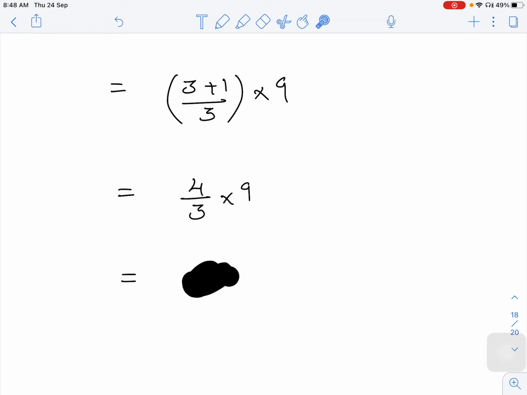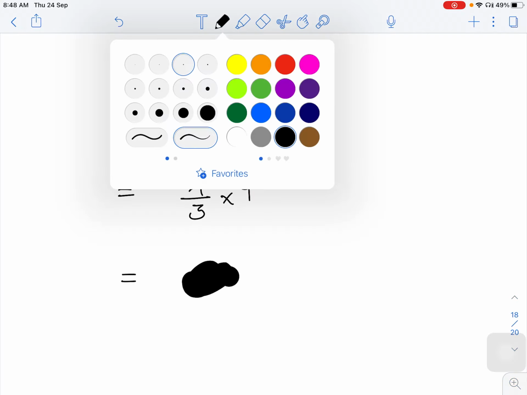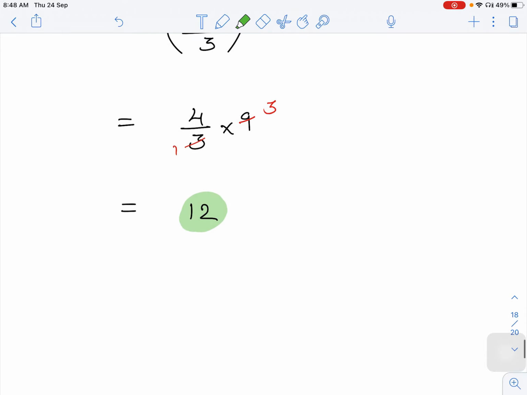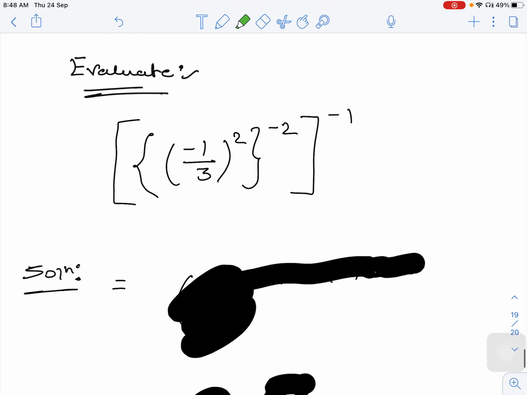Now we can make some cancellation over here as per our requirement. So let us do that cancellation. 3 ones are 3, 3 threes are 9. Okay, no more cancellation can be done over here. So finally what we are getting now, 4 into 3 will become 12. So what is our final answer? That is 12. Okay, now let us solve the next example.